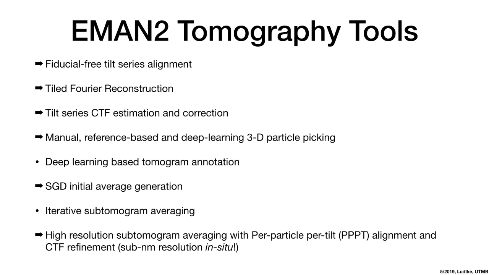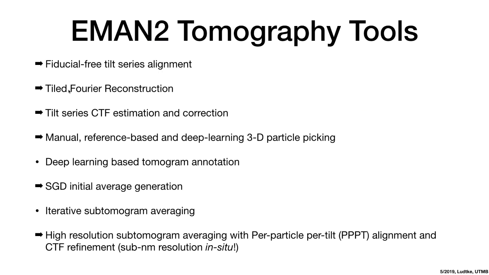You no longer need to start with IMOD and then shift to EMAN2 and then shift to something else. You can do the entire process all within one software package, and it keeps track of all of the metadata properly, so you no longer have to shift information about the tilt series from one package to another and that sort of thing. So we have a brand new fiducial-free tilt series alignment, which works extremely well.